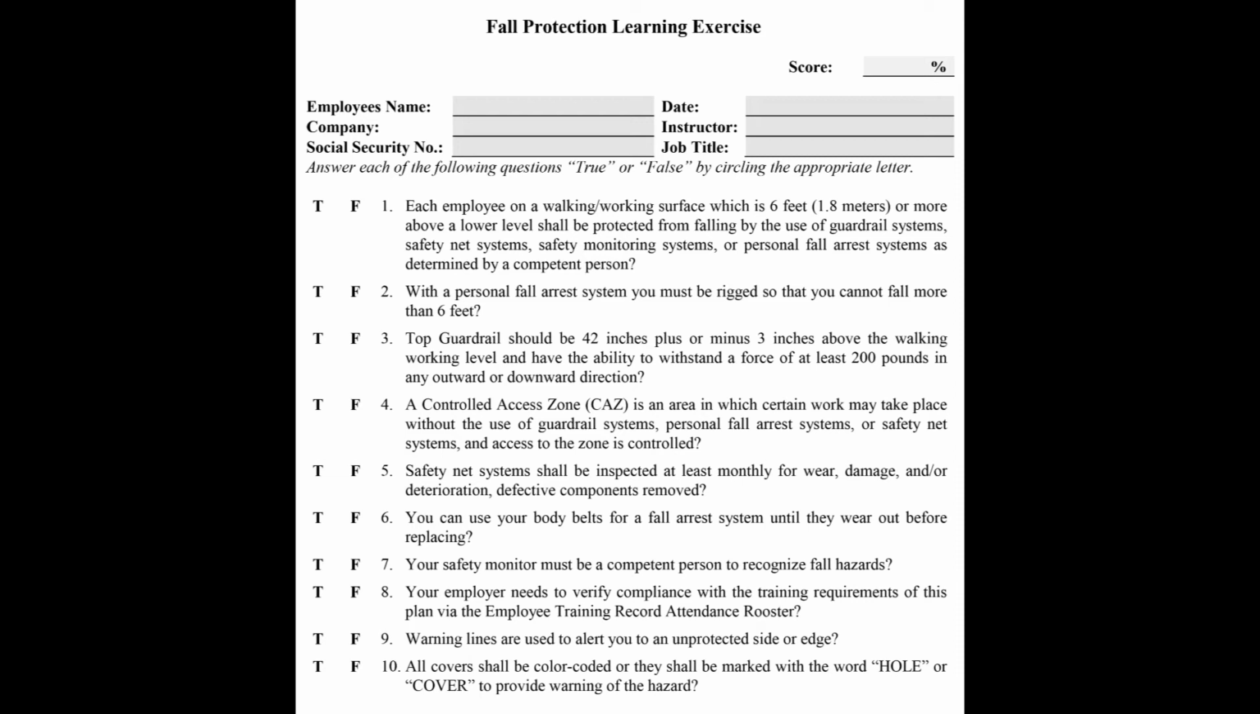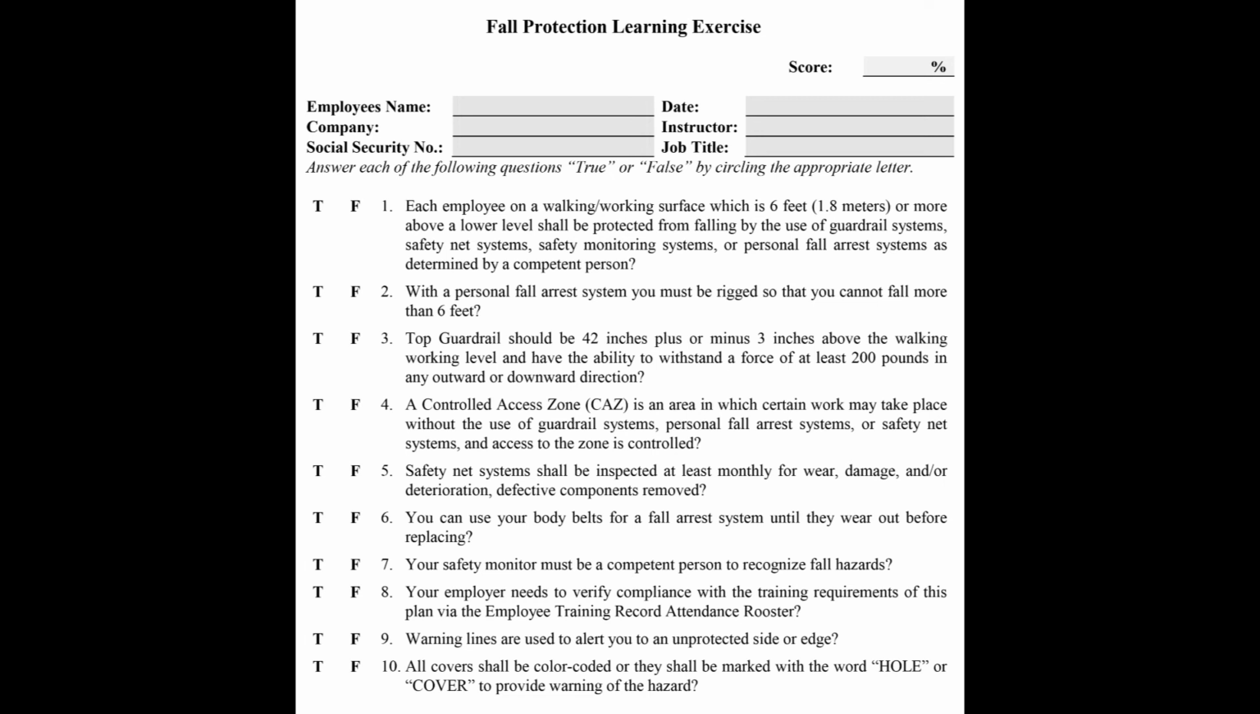True. Number 3, true or false, top guardrail shall be 42 inches plus or minus 3 inches above the walking working level and have the ability to withstand a force of at least 200 pounds in any outward or downward direction. True. Number 4, true or false, a controlled access zone, CAZ, is an area in which certain work may take place without the use of guardrail systems, personal fall arrest systems, or safety net systems, and access to the zone is controlled. True. Number 5, true or false, safety net systems shall be inspected at least monthly for wear, damage, and deterioration, defective components removed. False, they need to be inspected weekly.